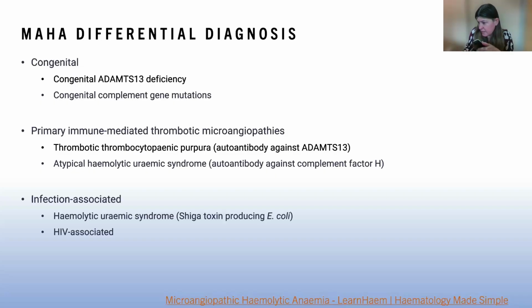of the complement cascade. And then probably more commonly, actually, we would sometimes see this picture with infection or as part of DIC. So particular conditions in which you might see it with infection would be Shiga toxin producing E. coli causing hemolytic uremic syndrome or HIV associated MAHA.